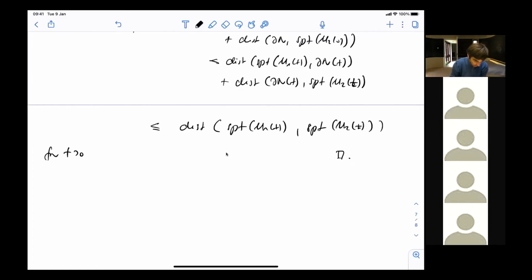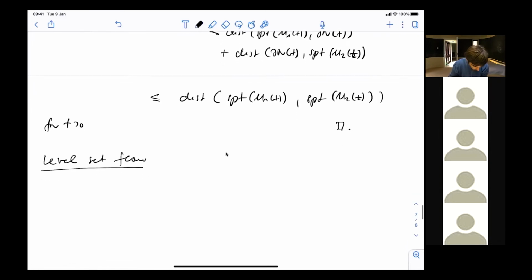Okay, then let's sort of start with level set flow. Okay, level set flow is more or less a weak solution to mean curvature flow, which is only based on the avoidance principle. So let's do a definition.